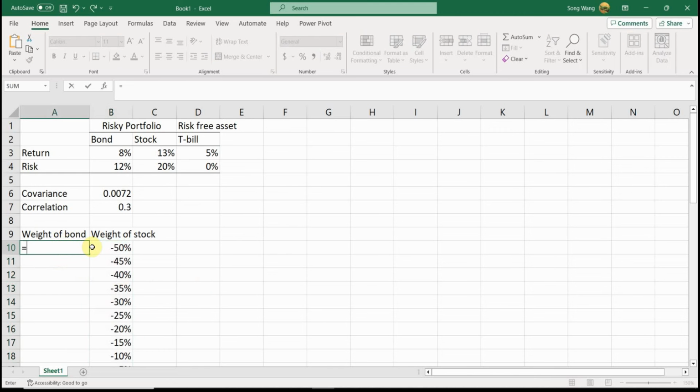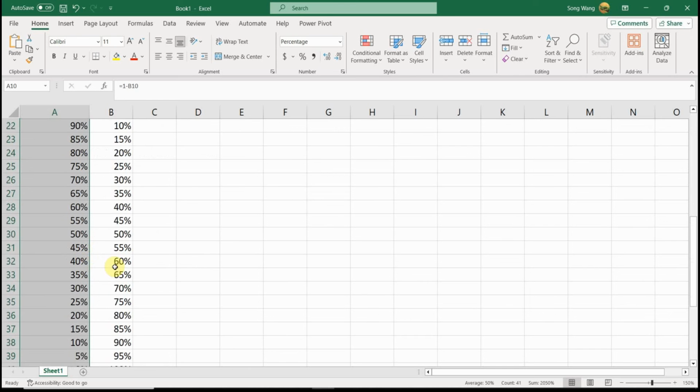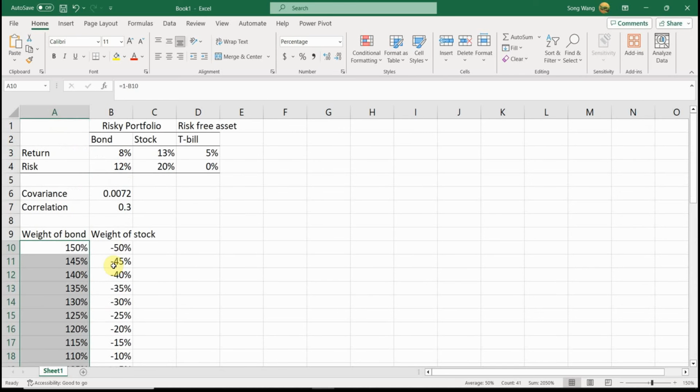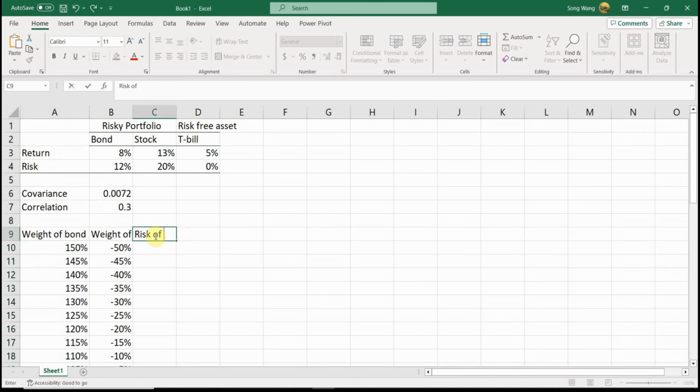All right, and for the bond, the weight is just 1 minus whatever the weight of stock is. So if you have a negative 50% for the stock weight, that means you short sell the stock and you have some cash, which you use to buy more bond. So instead of having 100% of your money in bond, you have 150% of your money invested in bond. You can see that the weights always add up to 100%. Then I need you to calculate the risk of the portfolio. Just put it as portfolio risk.